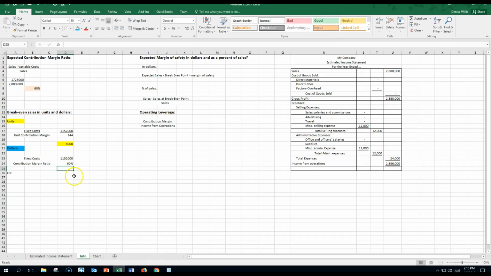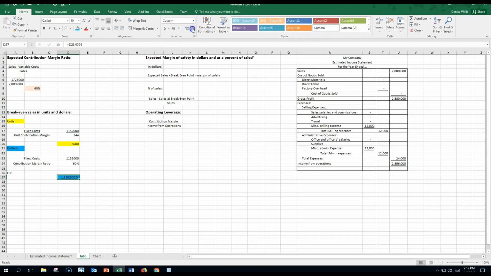Now when we do our nice little division here, this equals that divided by that. And there's our answer. It doesn't have a comma in it, but let's put some commas in it. There we go. 1,920,000 is the break-even in dollars. Now the next thing it asks for is the estimated income statement, but we're going to go back to that.